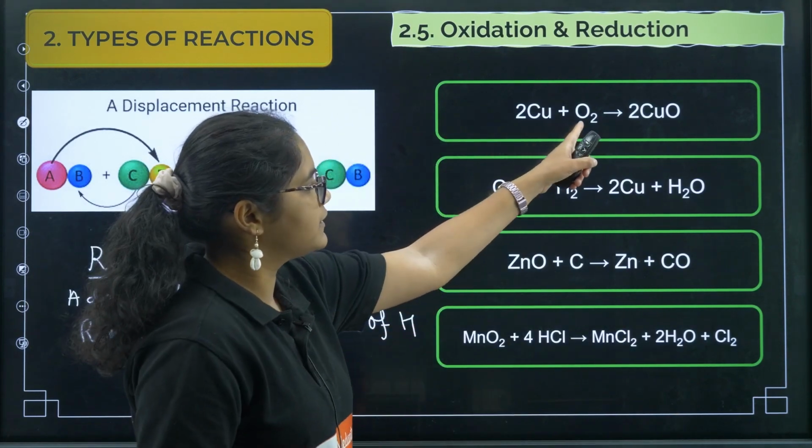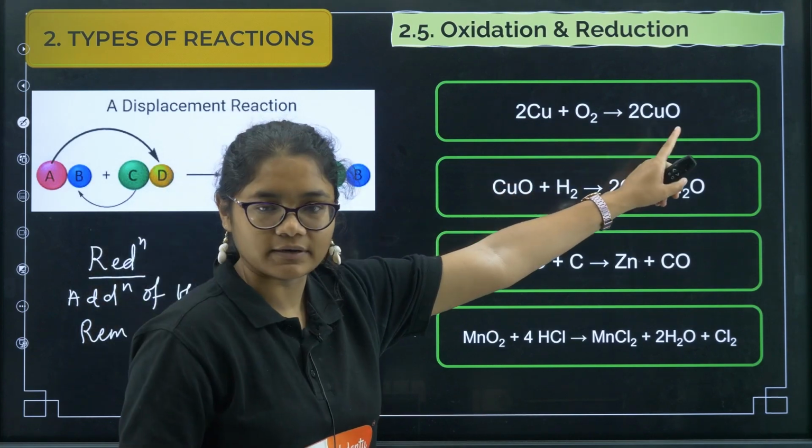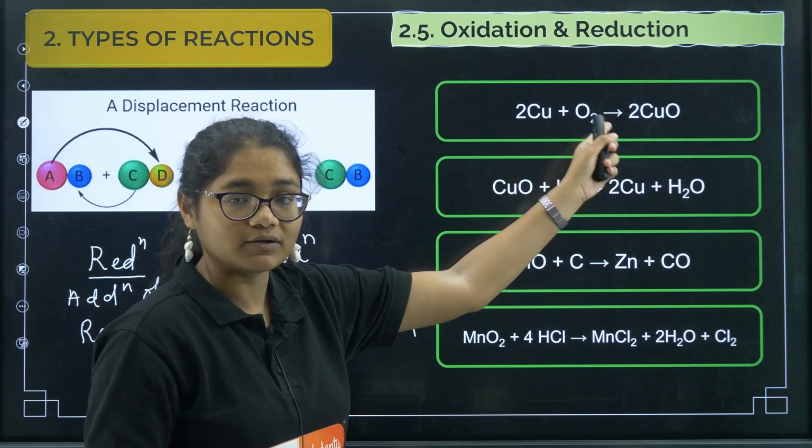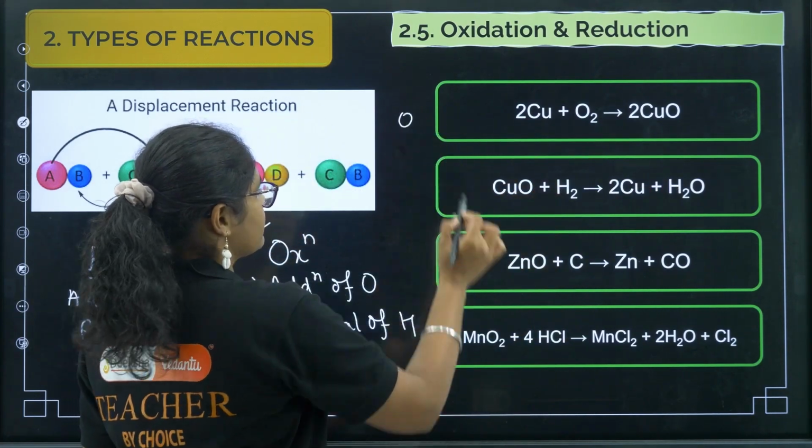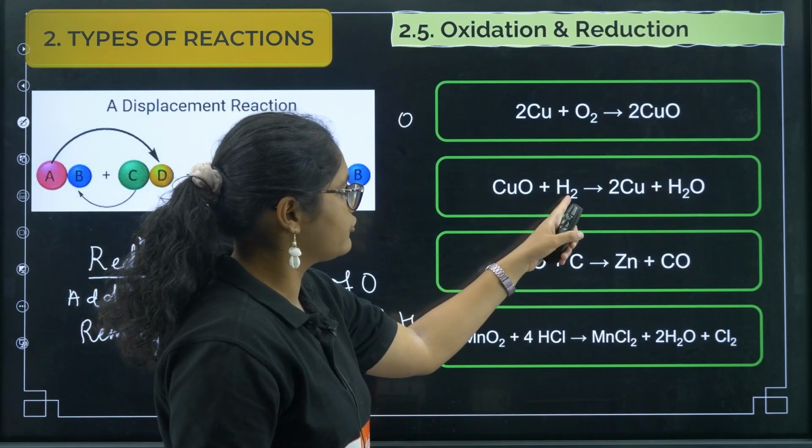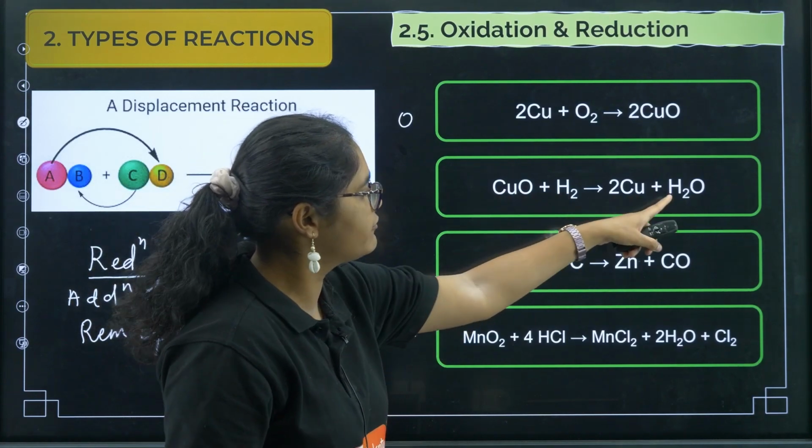Now see, copper: you are adding oxygen to this one, right? So what is happening here? Oxidation, right? This is oxidation. Now copper oxide plus hydrogen, so you see oxygen is removed, right?